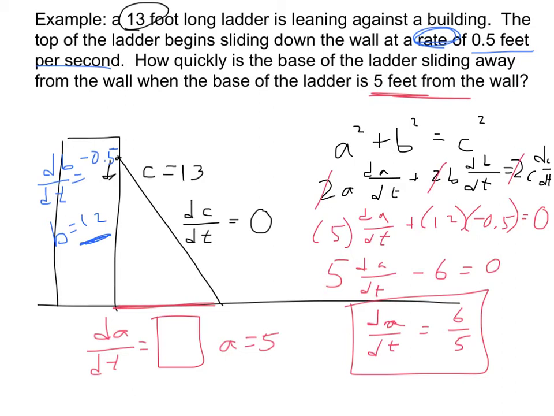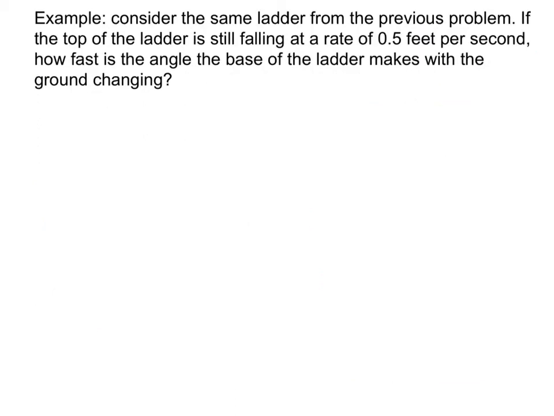This is sort of the way these things are set up and the way that it works. Now I have a little bit of a twist on the problem, right? I want the same ladder. The top of the ladder is still falling at the same rate, still a half a foot per second. But now I'm asking, how fast is the angle the base of the ladder makes with the ground changing, right?